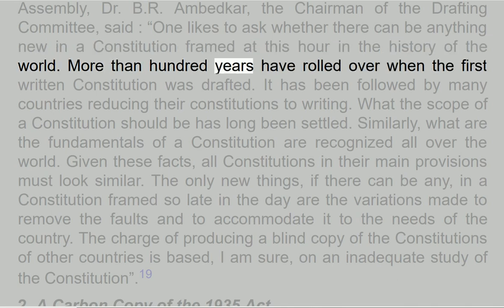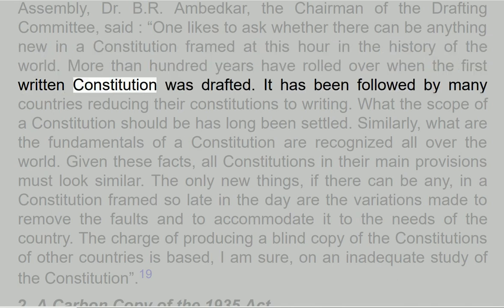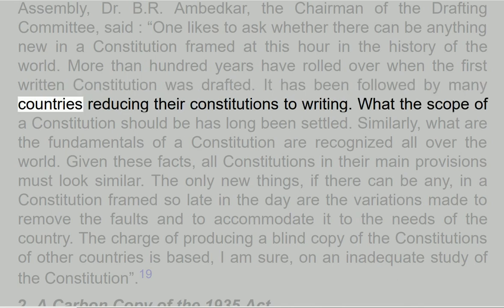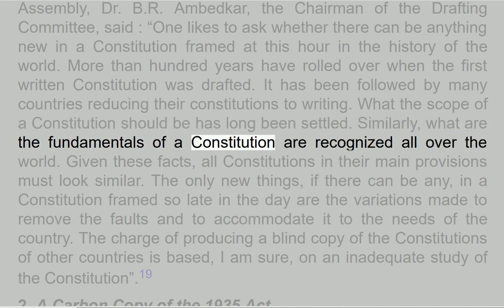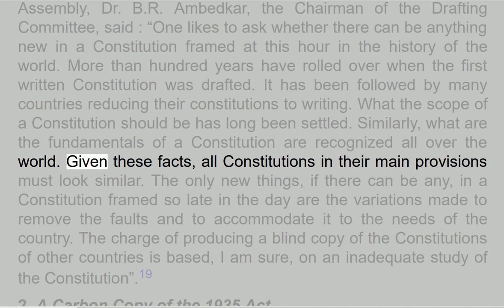More than 100 years have rolled over when the first written constitution was drafted. It has been followed by many countries reducing their constitutions to writing. What the scope of a constitution should be has long been settled. Similarly, what are the fundamentals of a constitution are recognized all over the world. Given these facts, all constitutions in their main provisions must look similar.